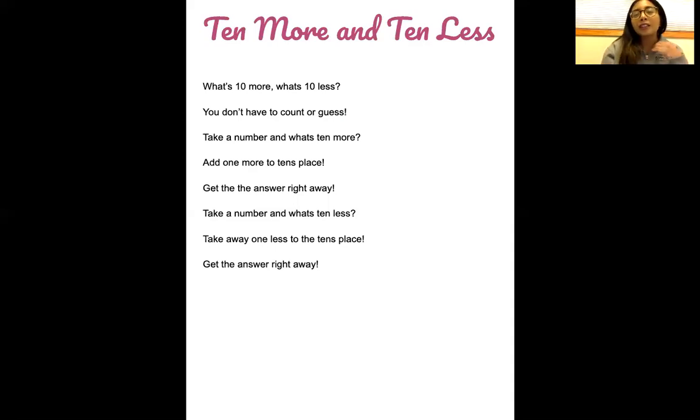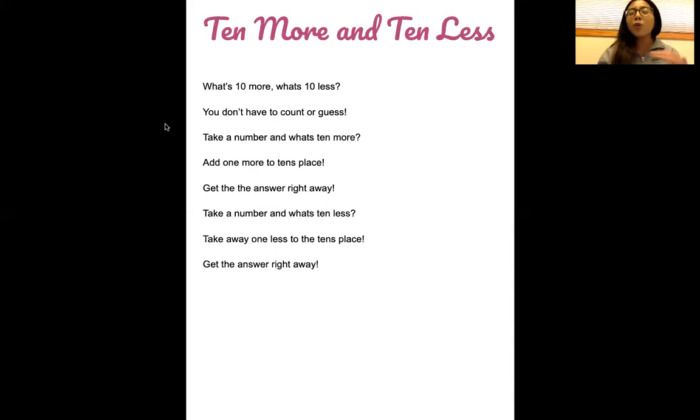So we're going to practice 10 more and 10 less. For tomorrow's video, we will focus on subtracting 10 or 10 less. So make sure you come back tomorrow to watch our 10 less video. So let's learn our cheater that will help us take away 10 and add 10 more.